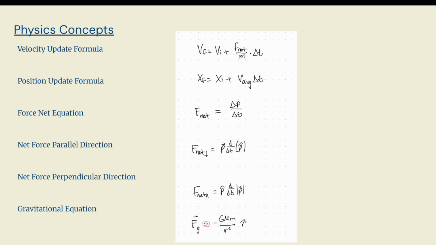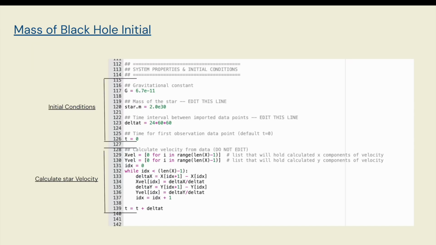And then the net force perpendicular direction, which will contribute to the changing of direction of the object, which is equal to the momentum vector times the derivative of the momentum unit vector. And then we'll also be using the gravitational equation, which is negative G constant times mass 1 times mass 2 divided by the radius squared times the unit vector for r.